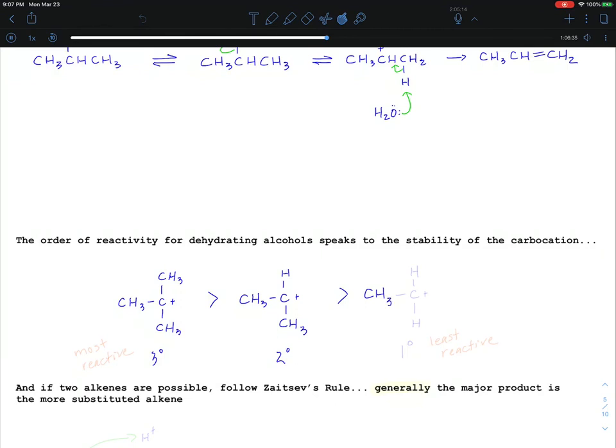Because what are we doing? We're taking away the ability to stabilize that positive charge through hyperconjugation. Hydrogen doesn't have any p electrons, folks, so we're not nearly as stable with a primary carbocation as we are with a secondary, as we are with a tertiary. So the order of reactivity for dehydrating an alcohol is going to be primary, then secondary, then tertiary. Tertiary being the most reactive. So we can write that down here. So most reactive and least reactive.